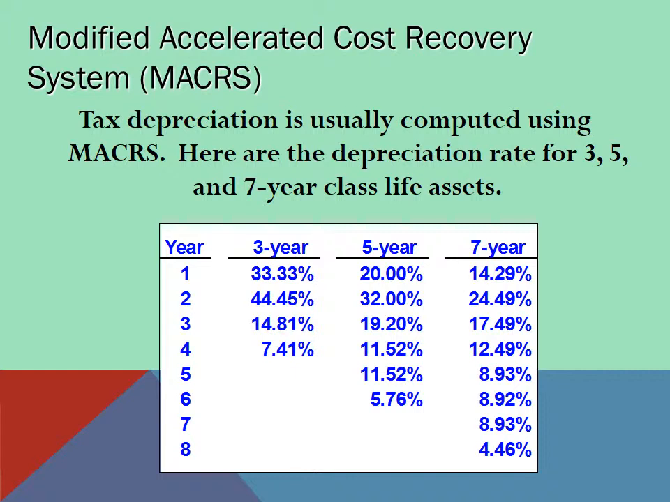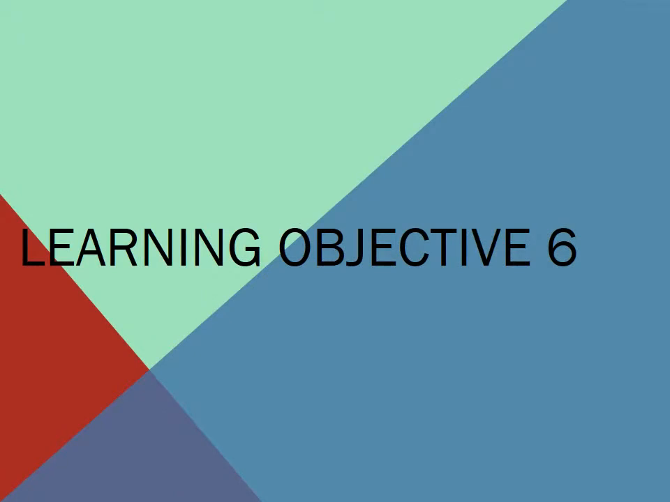Assets are classified as 3, 5, or 7-year investments for taxation purposes. The depreciation percentage that may be taken for the classes of assets are shown in the above schedule. Learning Objective 6. Evaluate an investment proposal using a discounted cash flow analysis, giving full consideration to income tax issues.